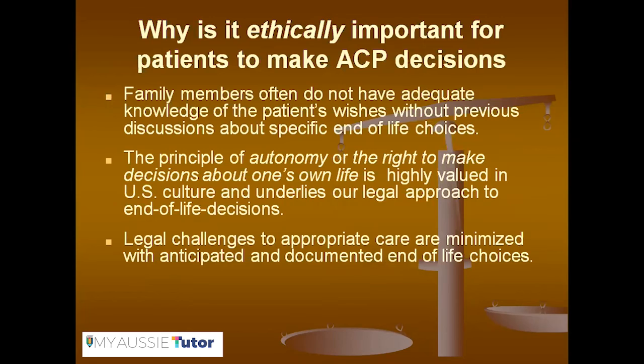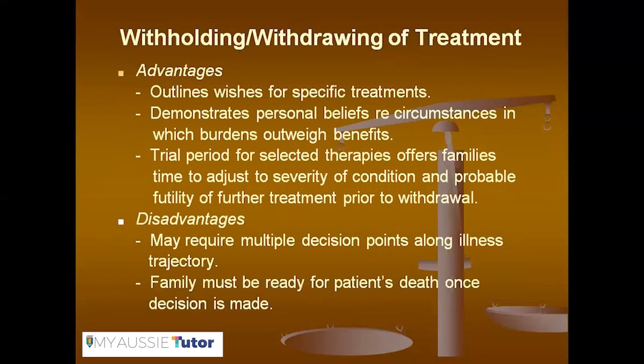Why is it ethically important for patients to make their own ACP decisions? Because family members do not have adequate knowledge of their beliefs, and they have not had previous discussions, it becomes an issue to know the specific end of life choices that the individual might have. Legal challenges to appropriate care are minimized with anticipated and documented end of life choices. Therefore, the legal challenges are reduced. And the principle of autonomy, that is the right to make decisions about one's own health, is highly valued in health culture, specifically that of US health culture, and it underlies the legal approach to end of life decisions.